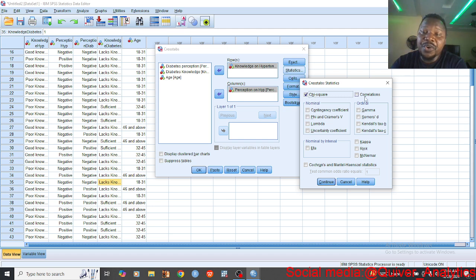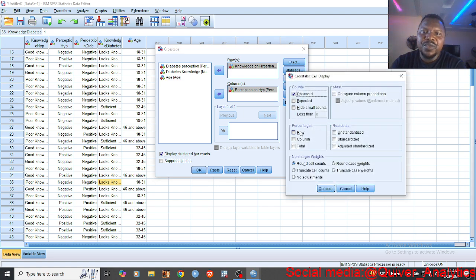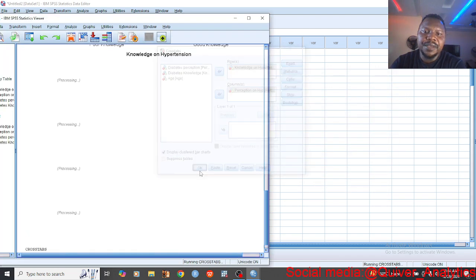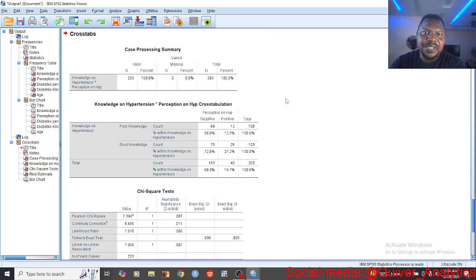All right, so in statistics, we have chi-square. We're not interested in correlations; that's Spearman. You can also pick that. For the odds ratio, select risk and OK. Then display clustered bar charts. Let's check cells, again row, and OK. Then OK.